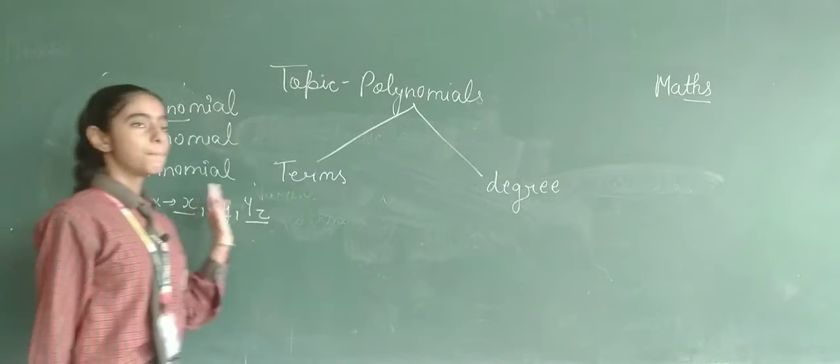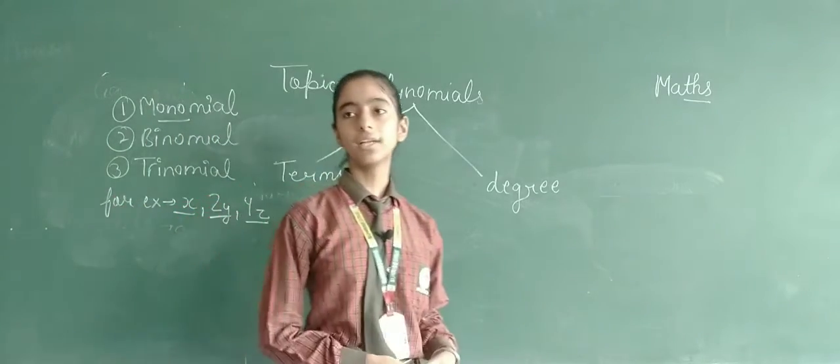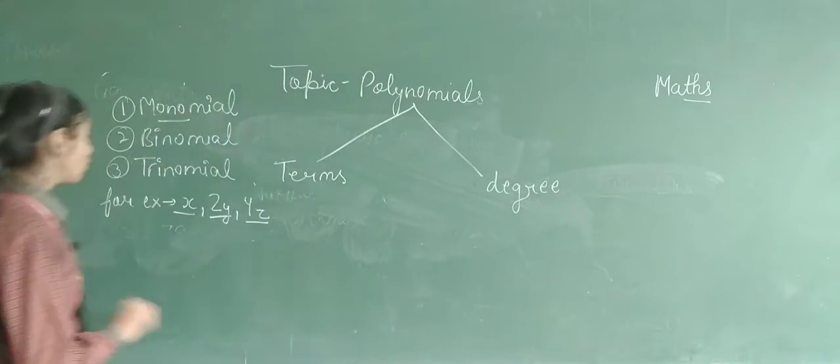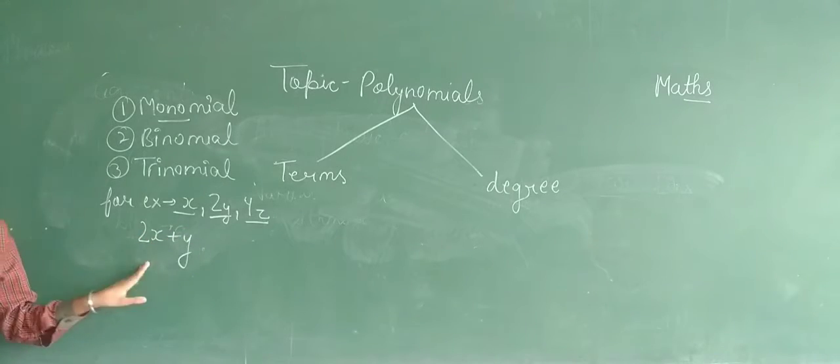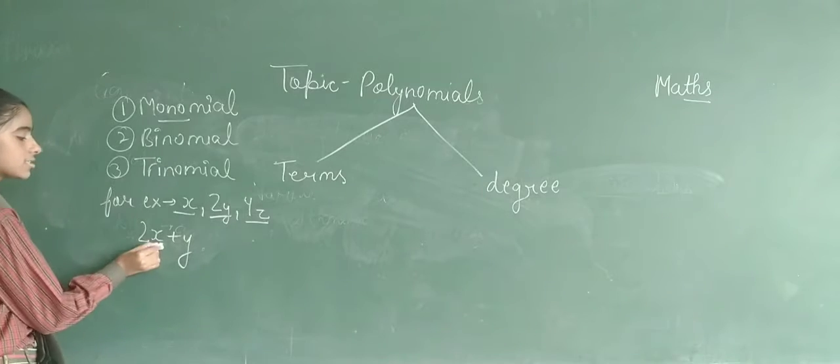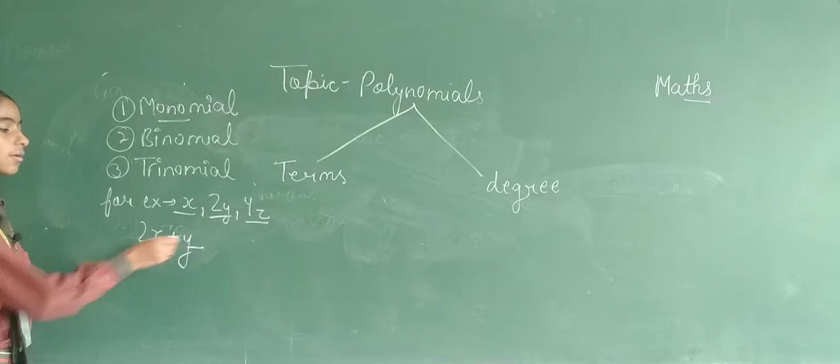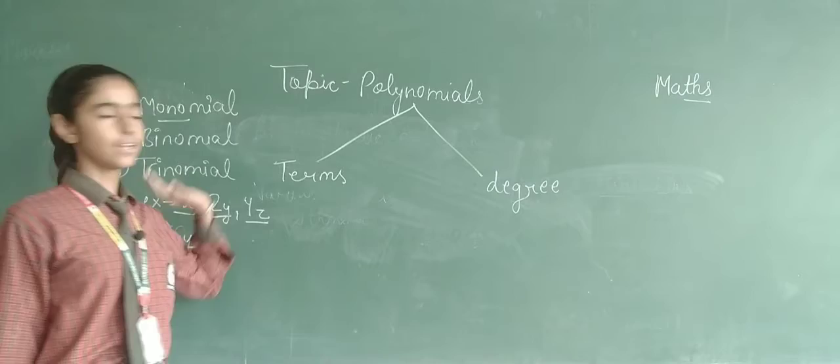Now binomial. Binomial contains two terms. How many terms? Two terms. For example, 2x plus y. Here you can see that there are two terms. First one is 2x and second one is y. So it is a binomial.